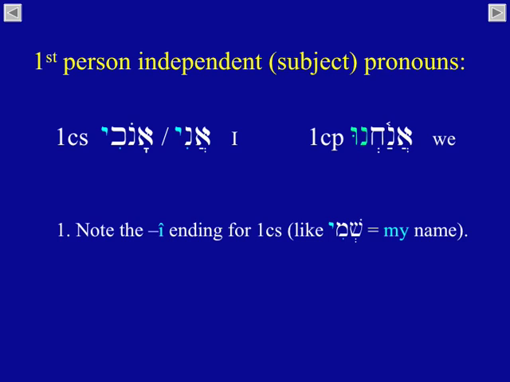We'll see this e ending from ani or anochi in suffixes like my name, shemi, my book, sifri. Note the nu ending in anachnu. These are not suffixes here. These are just whole words. Ani is a whole word with no suffixes. Anochi is a whole word with no suffixes. Anachnu is a whole word with no suffixes. But later when we see suffix forms of pronouns, they're going to look a lot like this. So we're just getting a heads up on what we're going to be seeing.